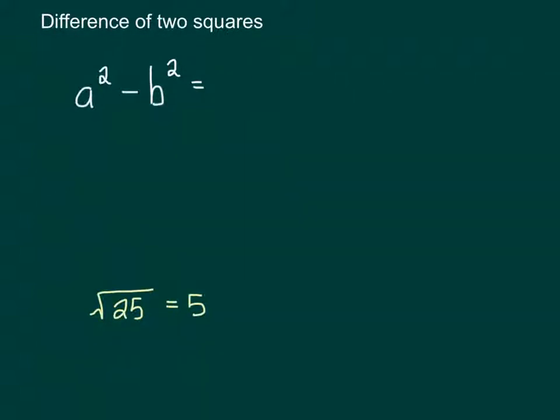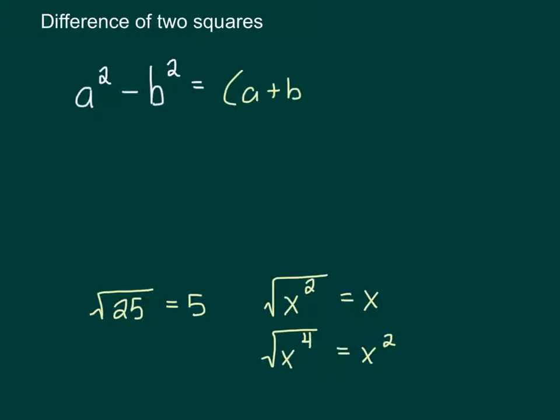When we talk about variables, perfect squares are going to be things like x squared, because the square root of x squared is x, or x to the 4th, because the square root of x to the 4th is x squared. So for a variable to be a perfect square, we just need for it to be raised to an even power. It just needs to be divisible by 2. If we have all of that, then our formula for factoring will be a plus b times a minus b.